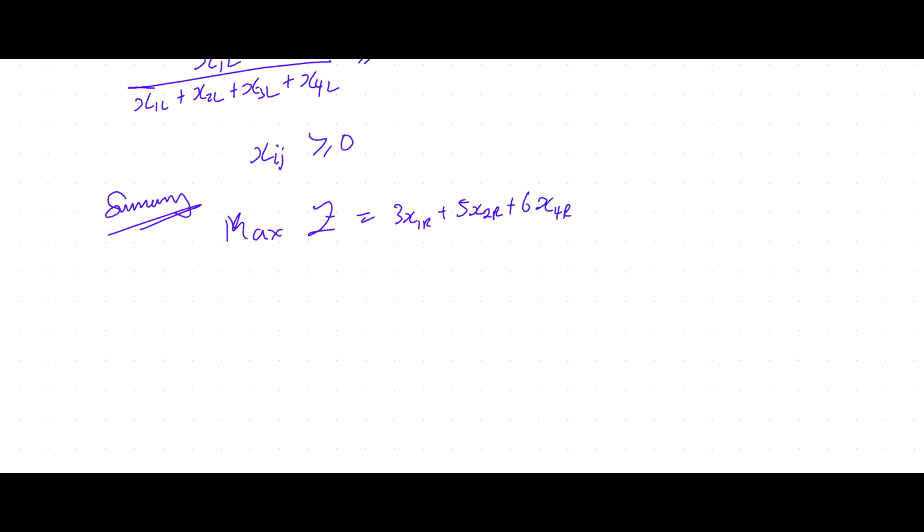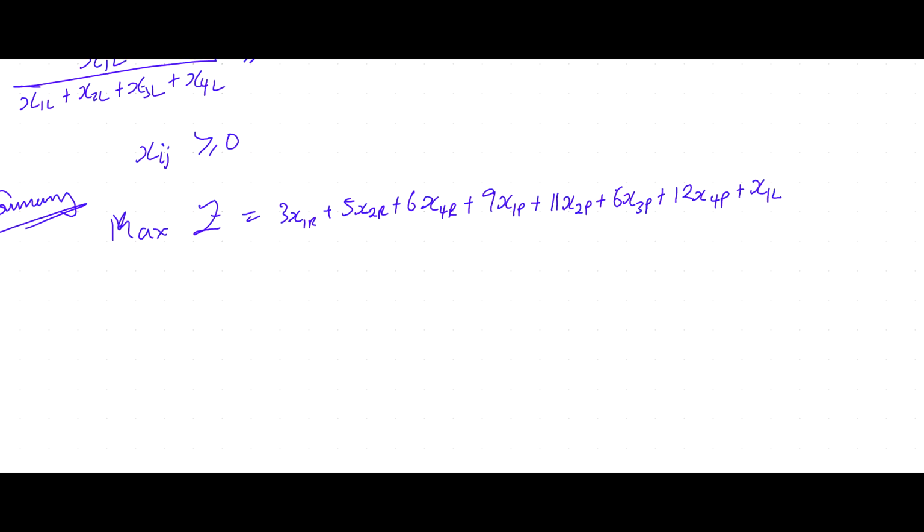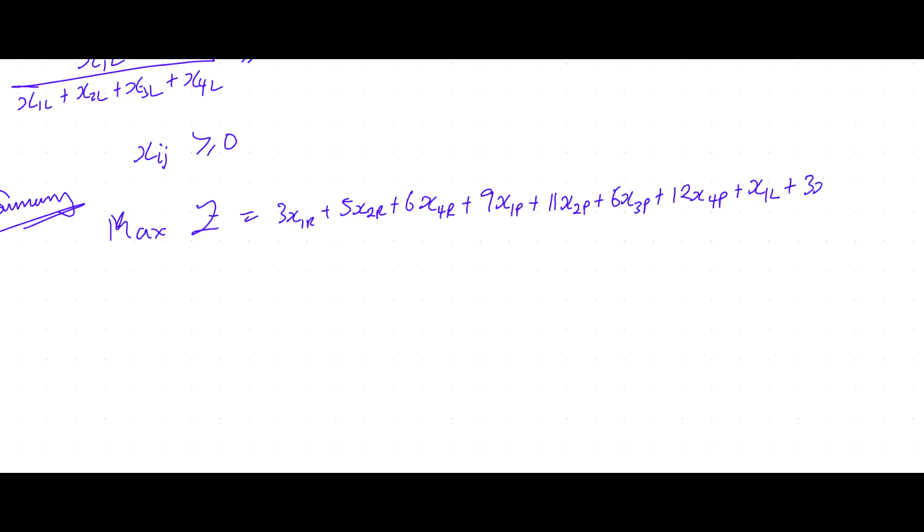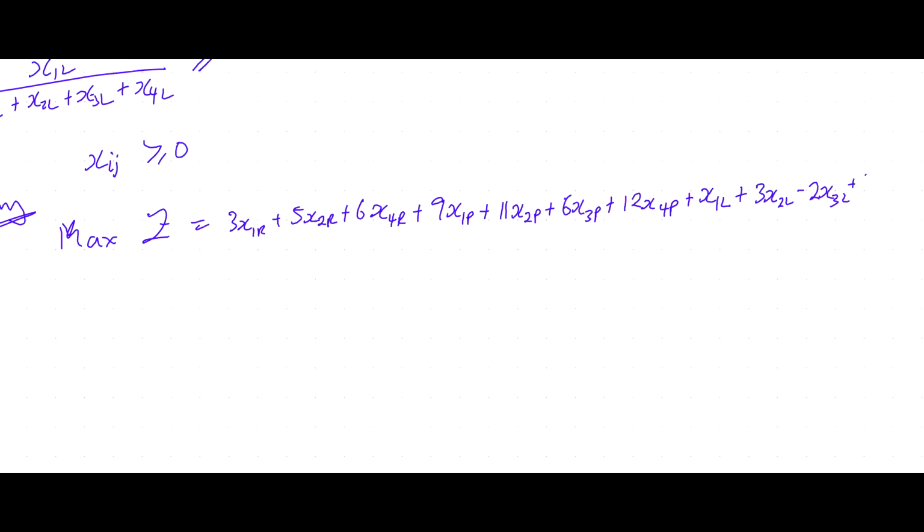So we are finished with the regular. Then move on to 9 component 1 in premium plus 11 component 2 in premium plus 6 component 3 in premium plus 12 component 4 in premium plus component 1 in low lead plus 3 component 2 in low lead minus 2 component 3 in low lead and 4 component 4 in low lead.